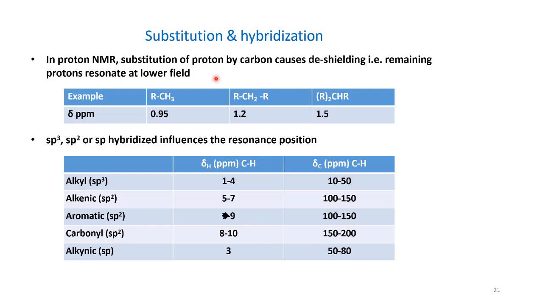And for substitution of a proton by carbon, if we have RCH and we keep increasing the R, that is, further substitution happening, the delta value will keep on increasing.